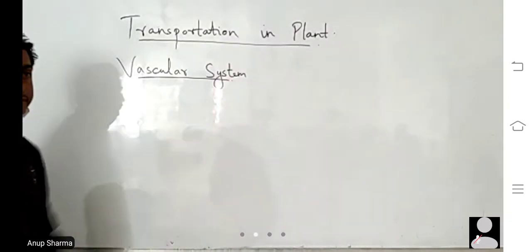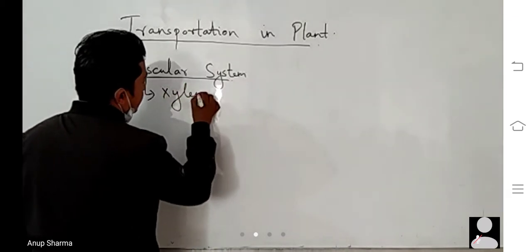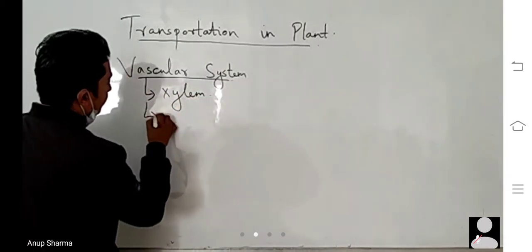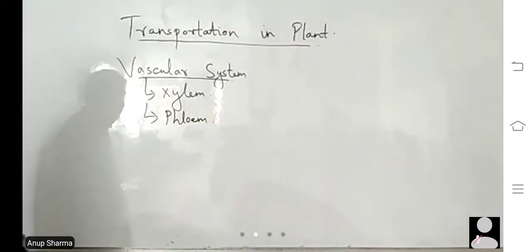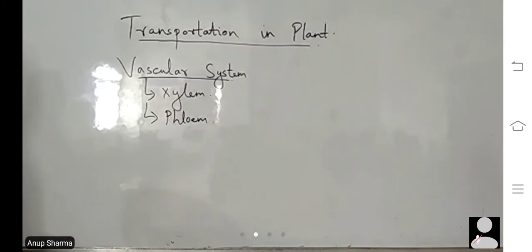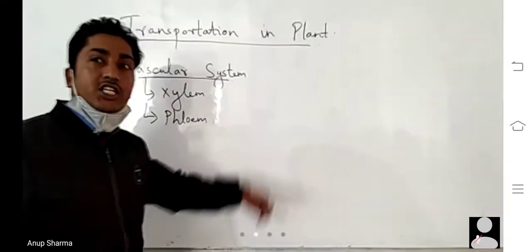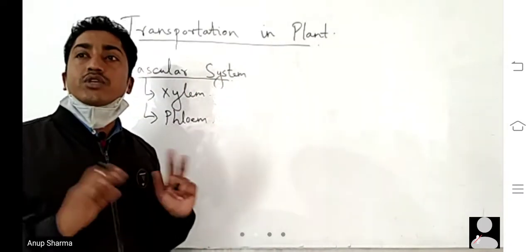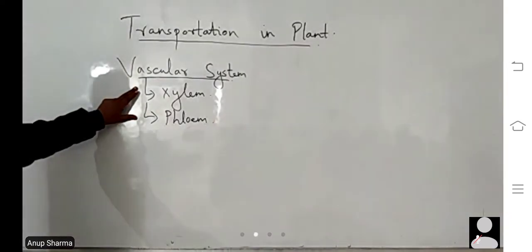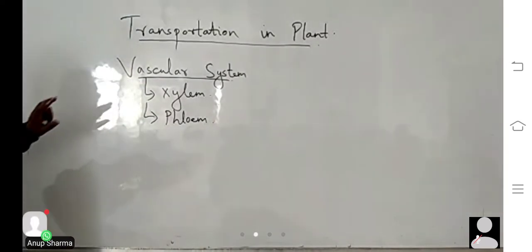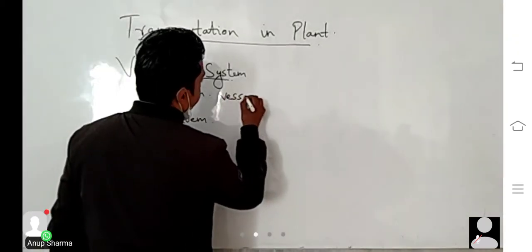This vascular system is mostly composed of what? It is composed of xylem and phloem. That means it is a pipe-like vessel. The vascular system is a pipe-like vessel which transports the nutrients and the food material within the body. So we have two types of vessels: xylem vessel and phloem vessel.